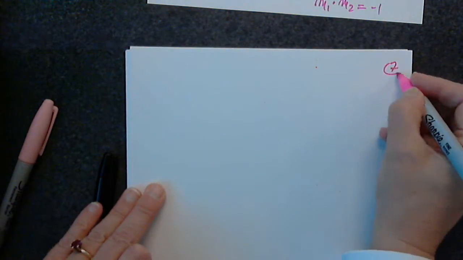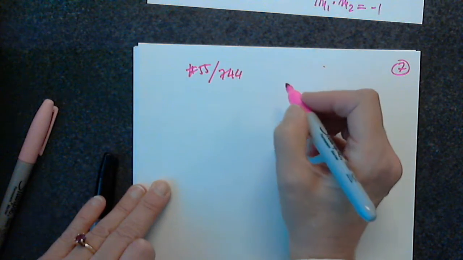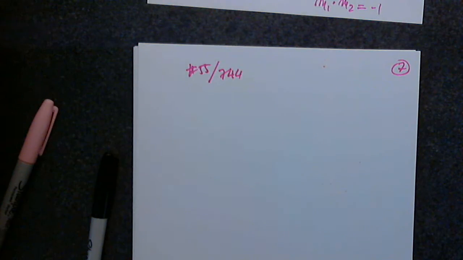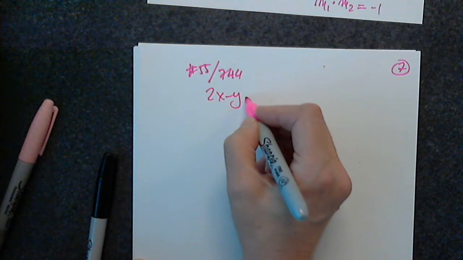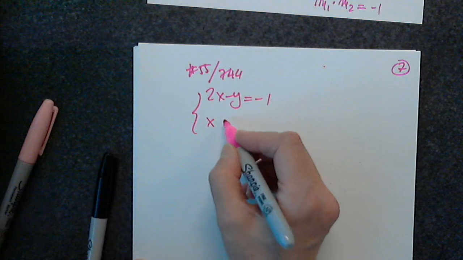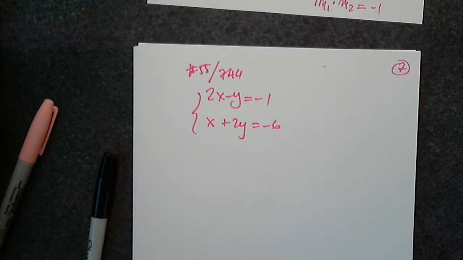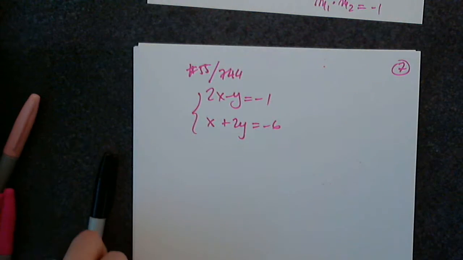So 55, and that's on page 744. So 2x minus y equals -1, and x plus 2y equals -6. The question here is really asking us, are these two lines parallel, perpendicular, or none of the above? And my answer is I have no clue.